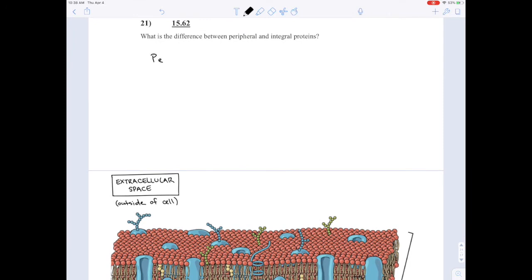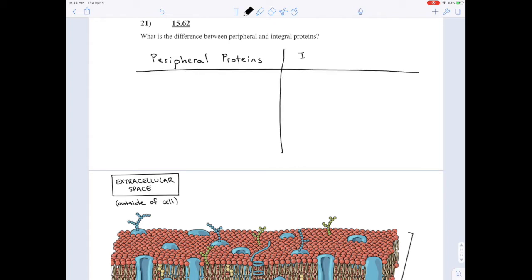Let's organize our thoughts with a table. So we'll have peripheral proteins, and then we'll have integral proteins. So peripheral proteins only go partly through the lipid bilayer.